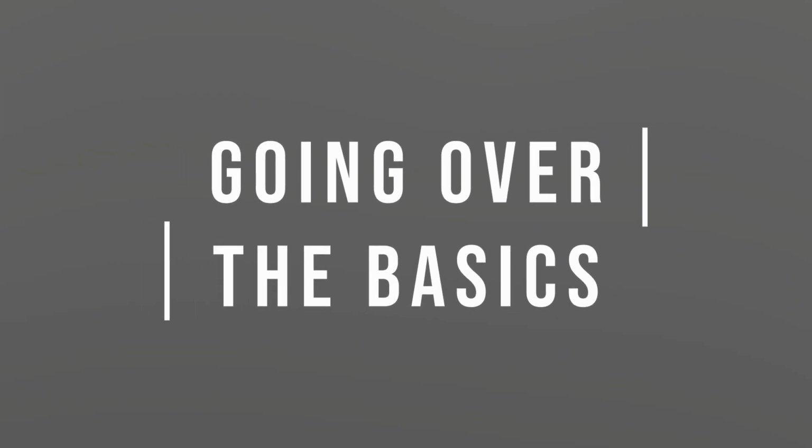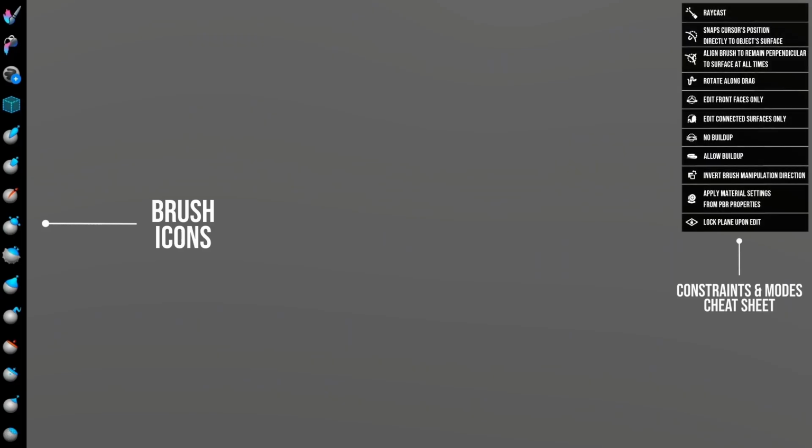Most of the brushes will have a few universal settings and brush shapes. There are also a few constraints and modes that will be good to know going in. On the left-hand side of the screen are the icons for the individual brushes. For the constraints and modes, I'll go over them a bit more in depth when we start going through the settings. I've also created kind of a constraints and modes cheat sheet that I will put up on the right side of the screen when I'm going over them so you can reference what they all do in relation to the individual brushes.